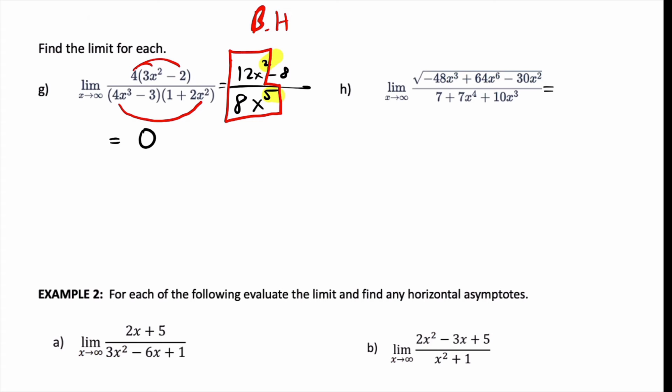What is it? X to the 3rd. So it's the square root of 64 times x to the 3rd. Well, 64 does have a square root, right? It's 8. So I can actually change that to 8.